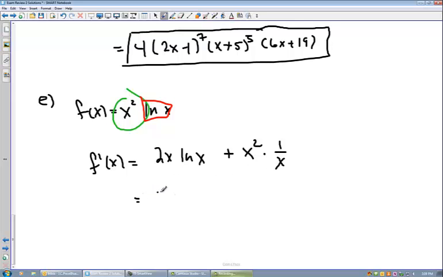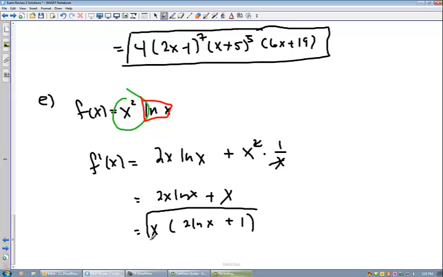And so this is going to equal 2x ln of x. And one of these x's is going to cancel with that x, and so just plus an x. And then I'll factor out what they have in common. So I have an x, and here I'll put 2 ln of x plus a 1. And so that's my final answer for that one. So that wasn't too bad.